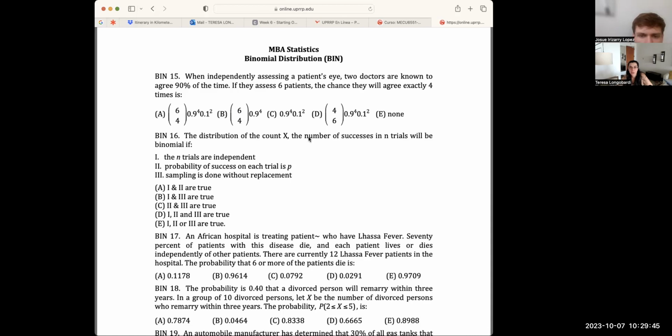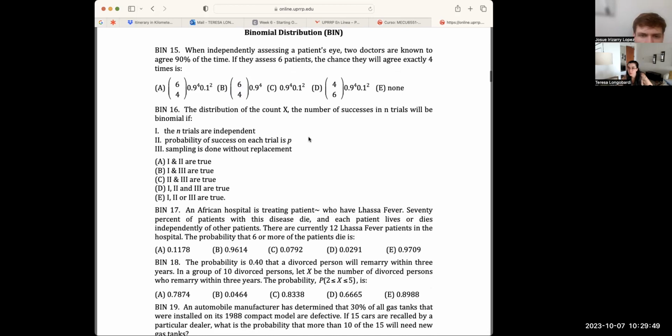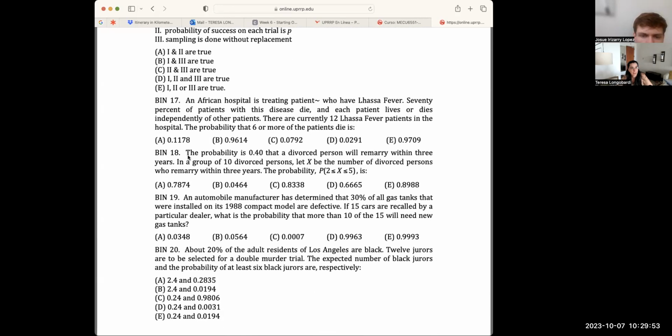Okay, 15. Let's look at 18, and then 20. Lots of 20s. The probability is 0.4 that a divorced person will remarry within 3 years. In a group of 10 divorced persons, let X be the number of divorced persons who remarry within 3 years. Oh, okay. So what are we repeatedly looking for?